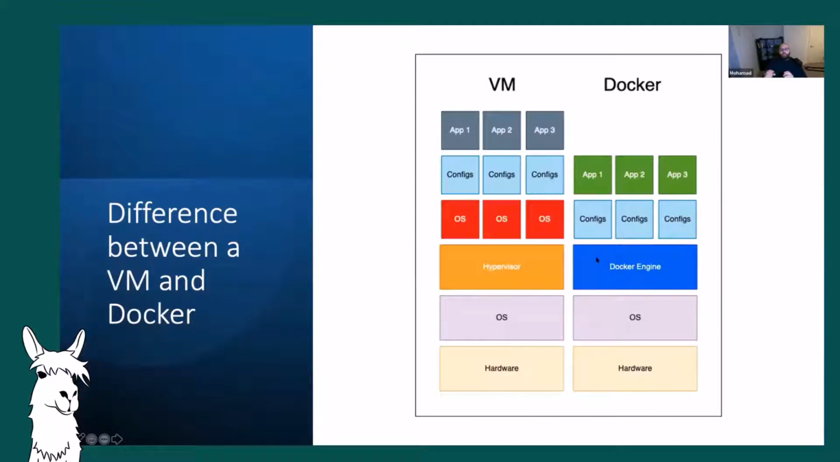So on top of the Docker engine, as we have said, we have the configs, and the configs here are basically our Dockerfiles that have the instructions, or the manual, on how we run our application, and then we have our application sitting on top of that.